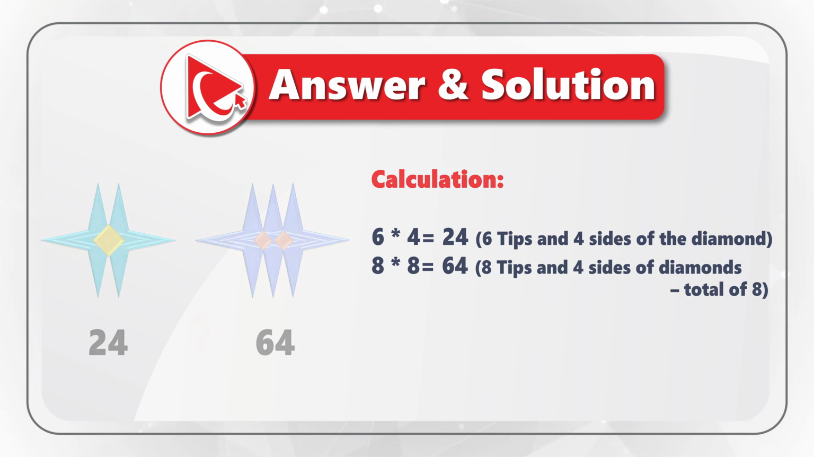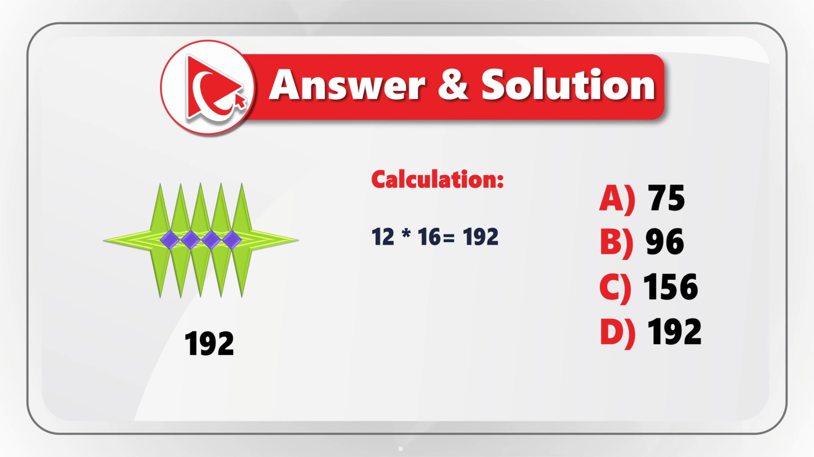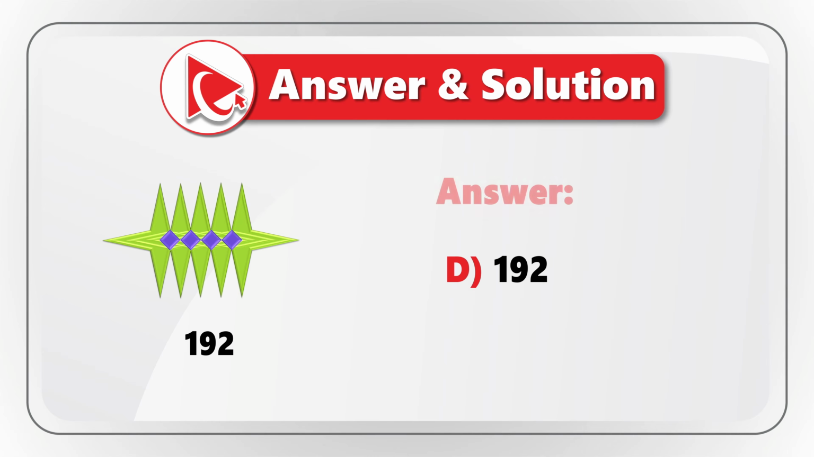Let's do the calculations for the missing number. We have 12 tips, which are represented by 16 sides. 12 multiplied by 16 equals 192, which is represented by choice D. So the correct answer here is choice D, 192.